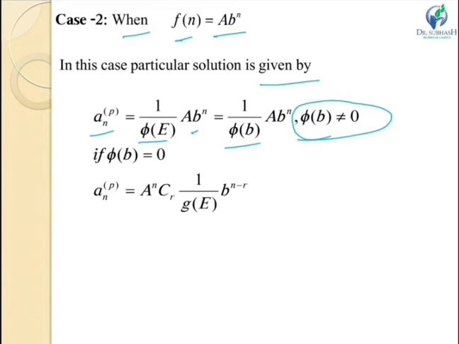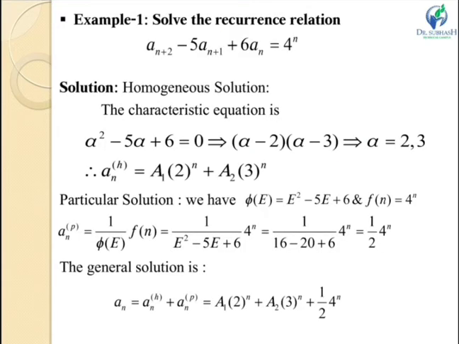What we have done here is we will put E equal to b. And if phi of b equals 0, then our solution will be a raised to n, a into nCr, 1 upon phi of b raised to n minus r. We will understand this in a better way by examples.